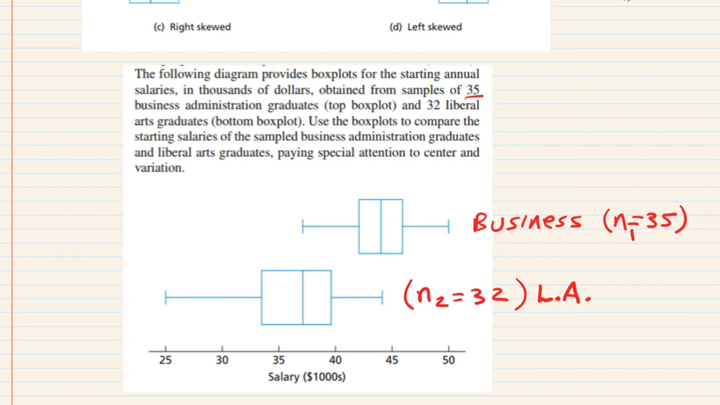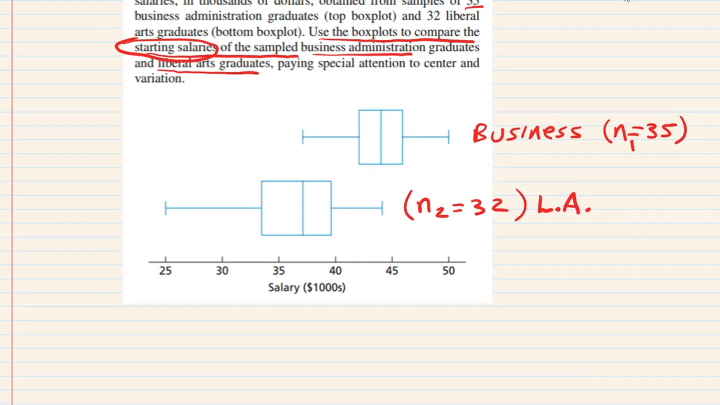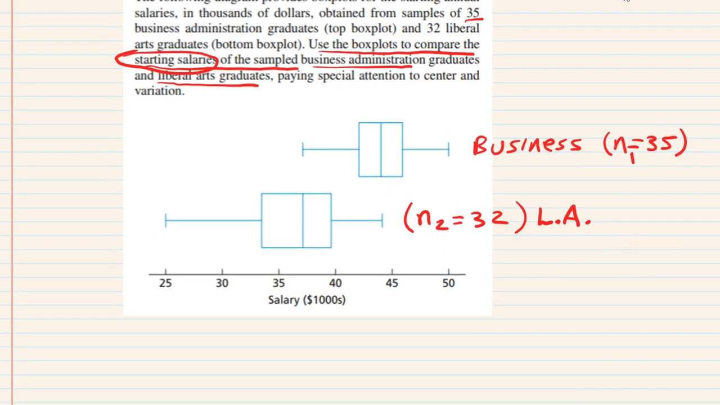Now, the question: use box plots to compare the starting salaries of business graduates and that of liberal arts graduates. Again, these are starting salaries for those two groups of graduates. Now, a picture is worth 1,000 words, right? So let's take a look at this. These are salaries in thousands of dollars. The top is business, the bottom box plot is for liberal arts.